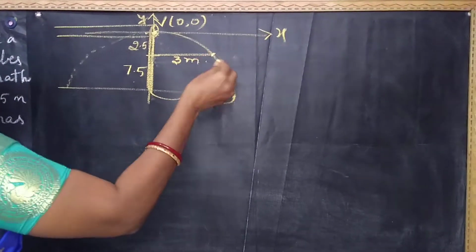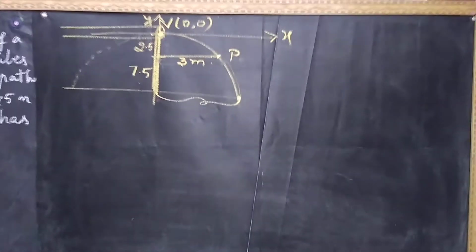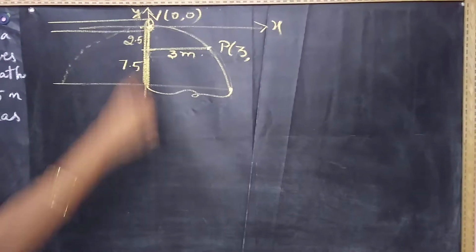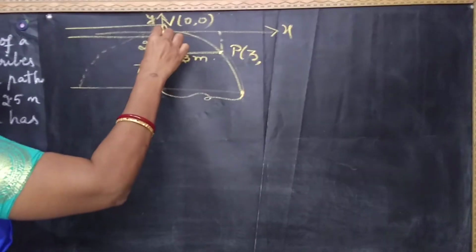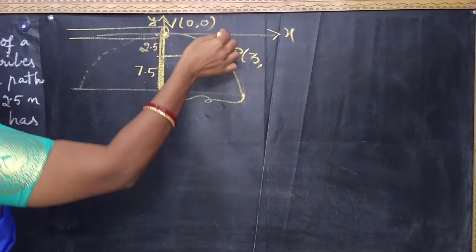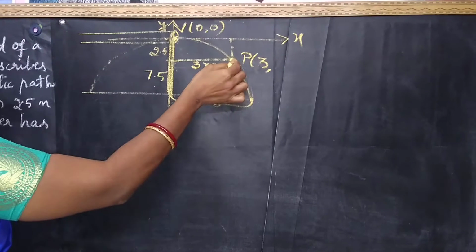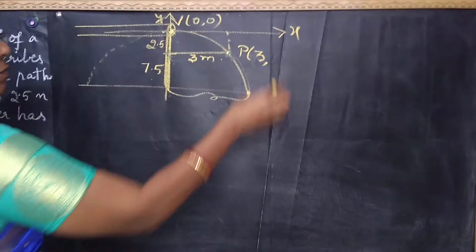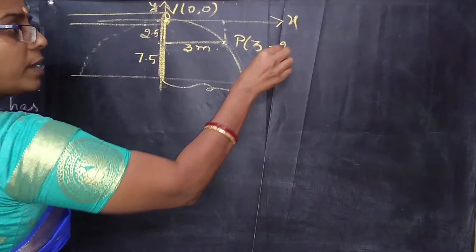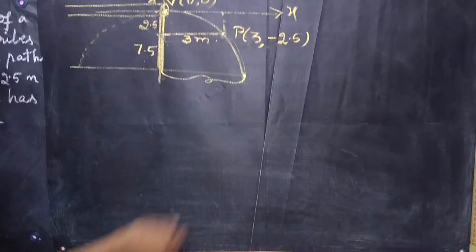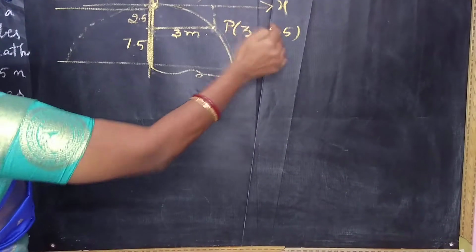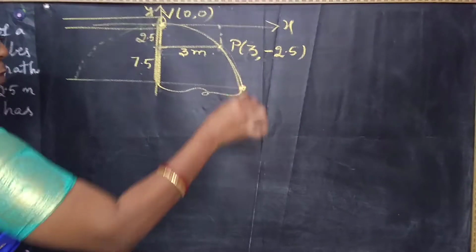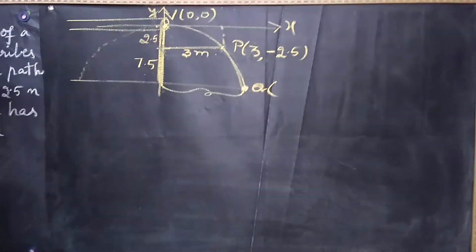Now let us plot a point on the parabola. The horizontal distance is given as 3. And the vertical distance, whether horizontal or vertical, must always be measured from the axis. So its height is 2.5. Write 2.5, but minus 2.5 because it lies in the 4th quadrant. Everything will be plus or minus in the 4th quadrant. And the parabola passes through this point. Let us assume this point as Q.